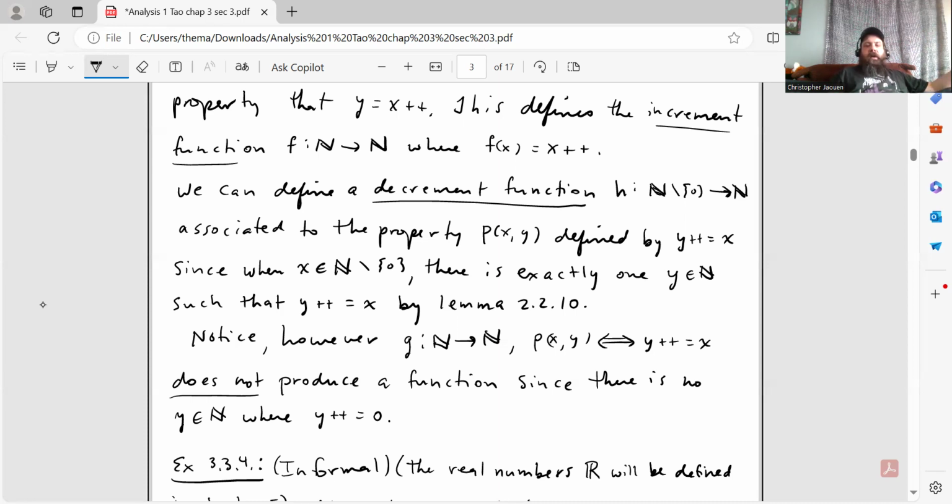Notice, however, that g from N to N, with P(x,y) if and only if x is the successor of y, does not produce a function. Maybe it's easier to say y is the predecessor of x. It does not produce a function, since there is no y in the natural numbers where the successor of y is 0. We chose that as an axiom in chapter 2, if you remember.